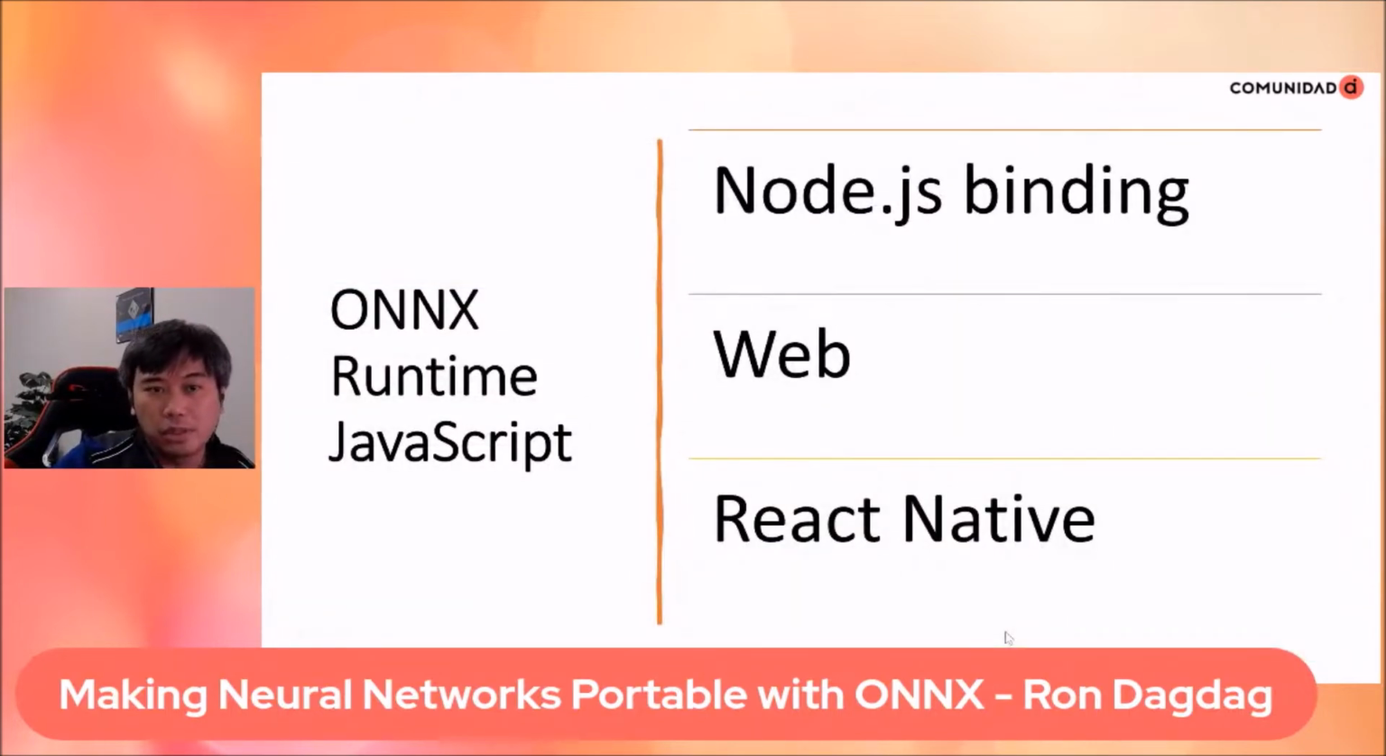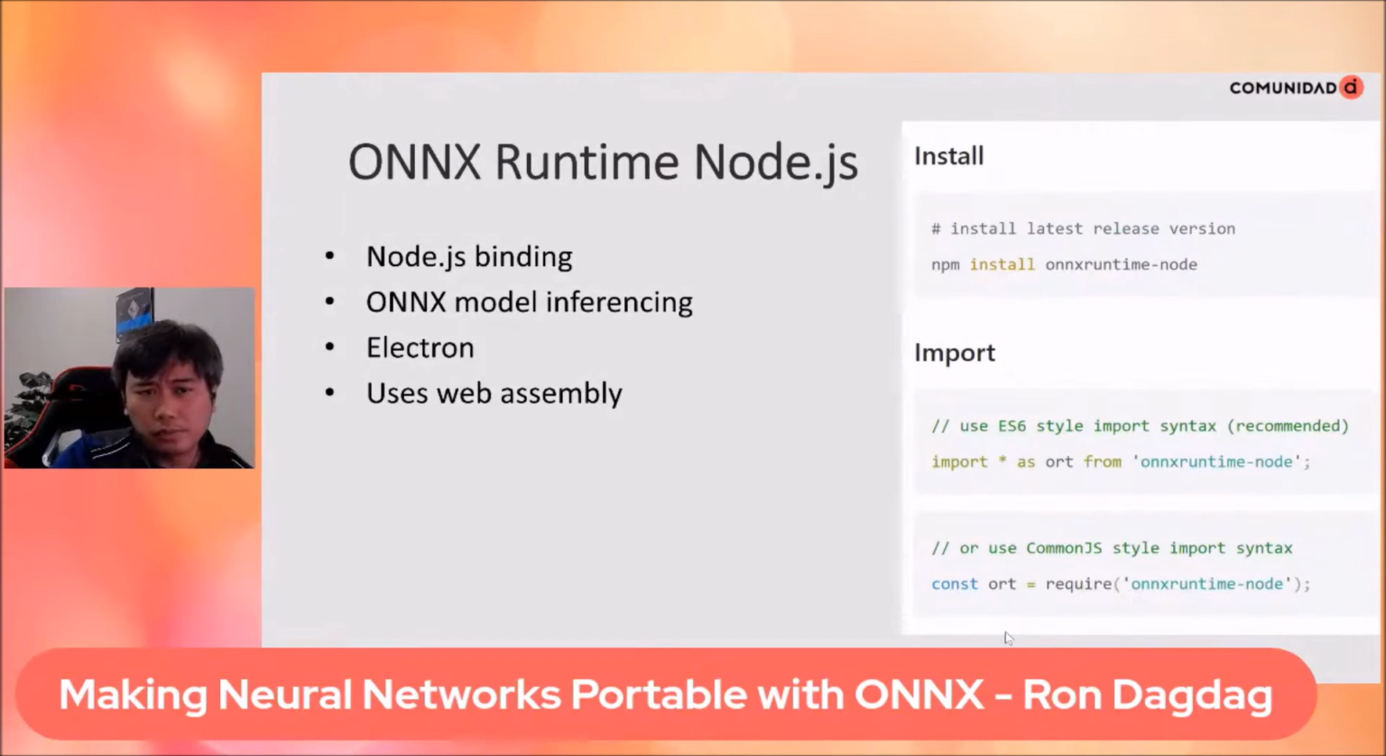ONNX Runtime Web or ONNX Runtime JavaScript. There are 3 ways you would do it. You can use the Node.js binding. There's a way you can incorporate ONNX Runtime in Node. Also, you can run it in the browser with ONNX Runtime Web, and you can also use ONNX Runtime as part of your React Native application, so you can run it on Android or iOS. ONNX Runtime Node is specifically a Node.js binding for ONNX model inferencing. It can easily integrate with your Electron app, and it does use WebAssembly in the background. To use it, you do npm install onnxruntime-node, and then you can import that as ort.